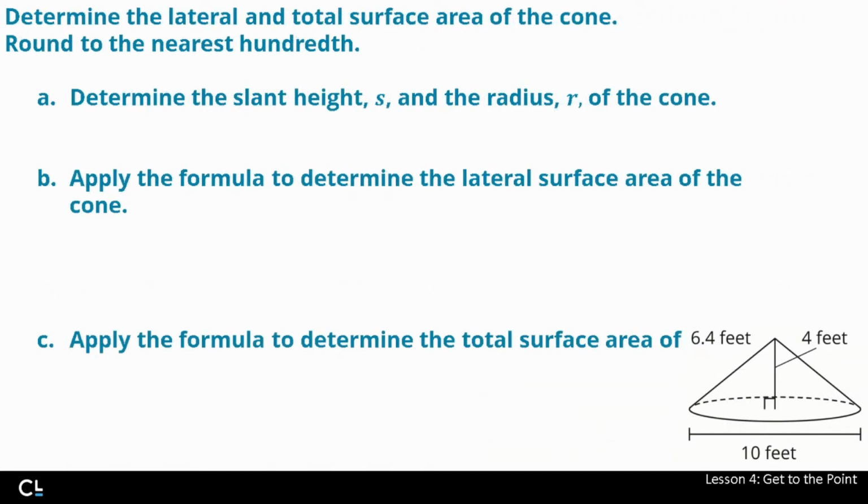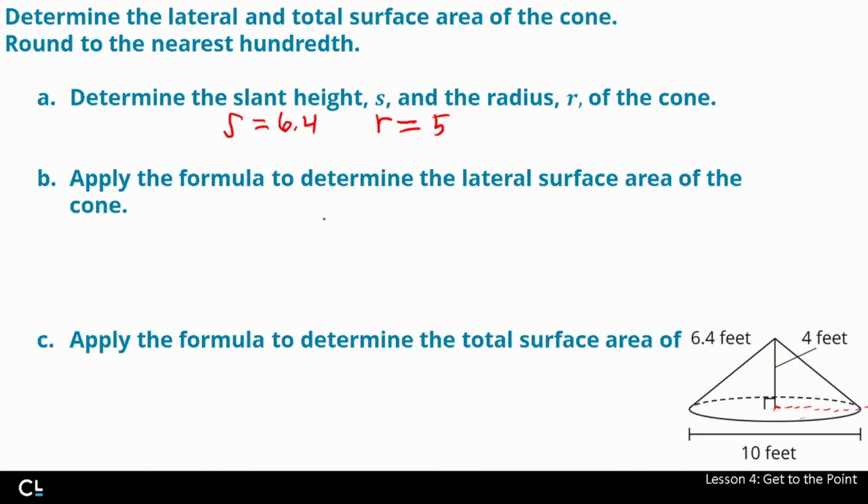Next up, we have a cone. We can tell it's a cone because it's coming to a point at the top. Our base is a circle, right? So it says determine the lateral and total surface area of the cone, round to the nearest hundredth. And this is determine the slant height, S. So S is going to be what? It's this distance here. Our slant height is 6.4. And the radius of the cone, R, is half of this 10. Why half? Because 10 is our whole distance. That's called our diameter. We want this red dotted line here, which is going to be 5.